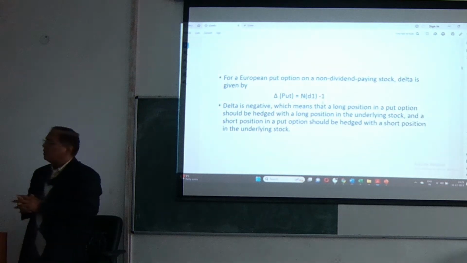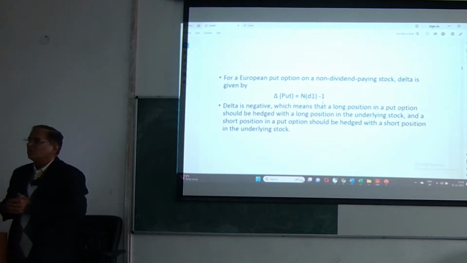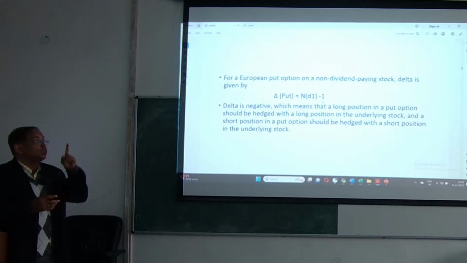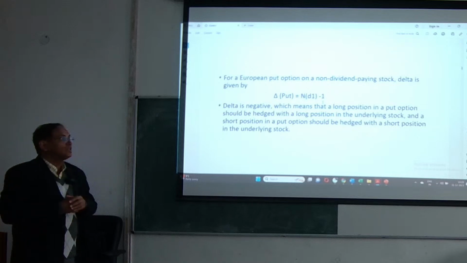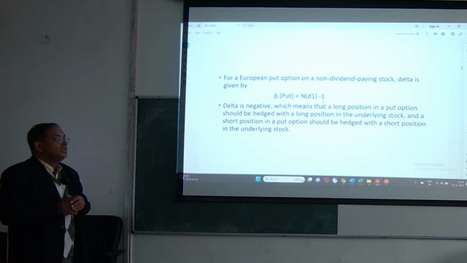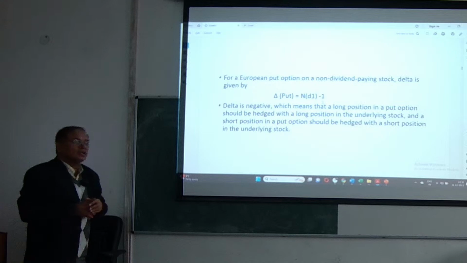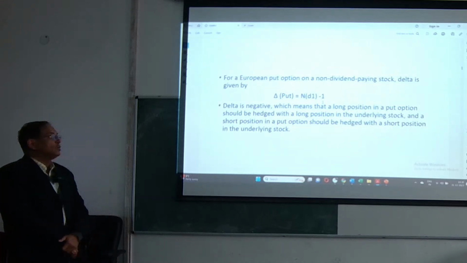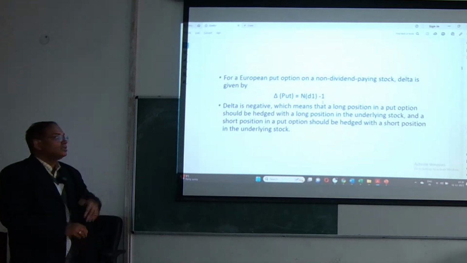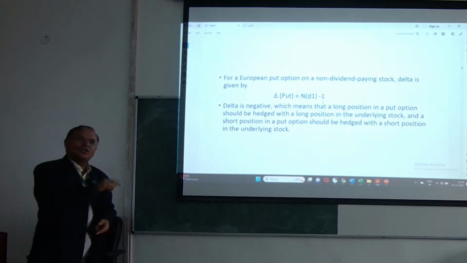For a European put option on a non-dividend paying stock, it's not only ND1, rather ND1 minus 1. That is why delta is negative, which means that a long position in a put option should be hedged with a long position in the underlying stock, and a short position in a put option should be hedged with a short position in the underlying stock. So, understand here, delta is negative in the case of a put option. It means a long position should be held with a long position in the underlying, a short position with a short position in the underlying.